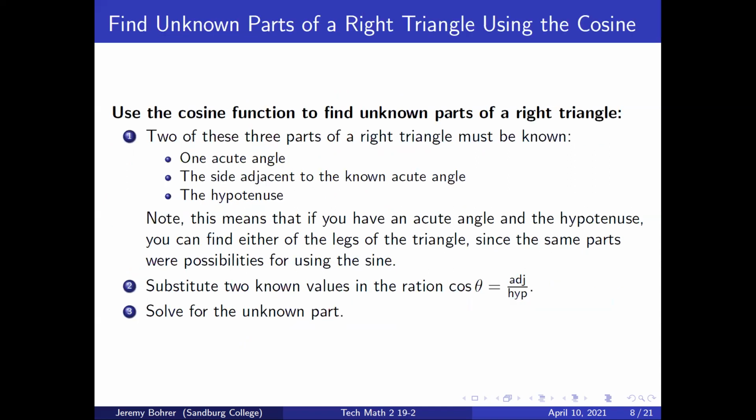Use the cosine function to find unknown parts of a right triangle. Two of these three parts of a right triangle must be known: one acute angle, the side adjacent to the known acute angle, and the hypotenuse. Note that this means that if you have an acute angle and the hypotenuse, you can find either of the legs of the triangle, since the same parts were possibilities for using the sine. Then substitute two known values into the ratio cosine of theta equals adjacent over hypotenuse, and solve for the unknown part.